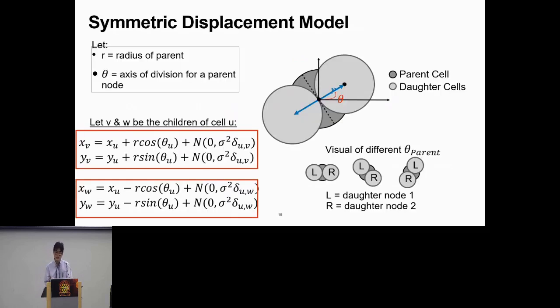Thus, this motivates a new model that we call the symmetric displacement model. We define two new terms: let R be the radius of the parent cell, and let theta be the axis of division. Thus, you can formulate these two new generating equations, which are actually quite simple to understand. If you look at the first and last terms, it's just Brownian motion in its original form, and the middle terms represent symmetric displacement. What's symmetric about this is that for one child cell, V, these terms will be added to its coordinates, and for the other daughter cell W, they'll be subtracted. Thus, you still retain symmetric displacement for a given pair of daughter cells that have the same parent.